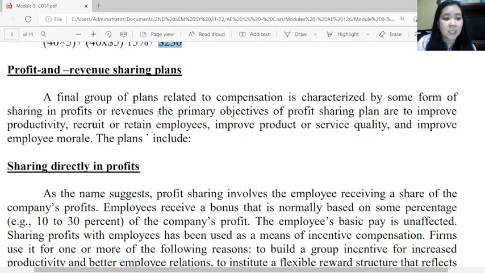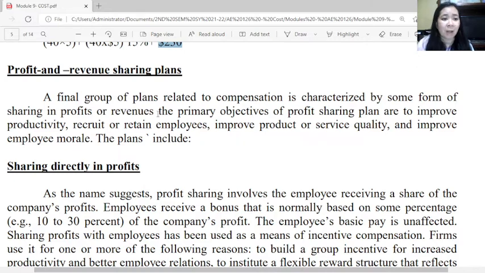In this case, a final group of plans, related to compensation, is characterized by some form of sharing in the profits or revenues, which is the primary objective of profit sharing plans. So these are to improve productivity, recruit or retain employees. It will also improve product or service quality and improve employee morale. So the plans include the following.